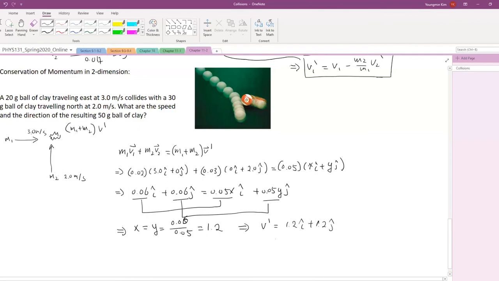Now, from this unit vector form, remember that you can get the magnitude and the direction. If the question asks you for the magnitude of this vector, you can find it through the Pythagorean theorem, and also the angle by taking the inverse tangent. Now that covers all the examples we want to go over with collisions.